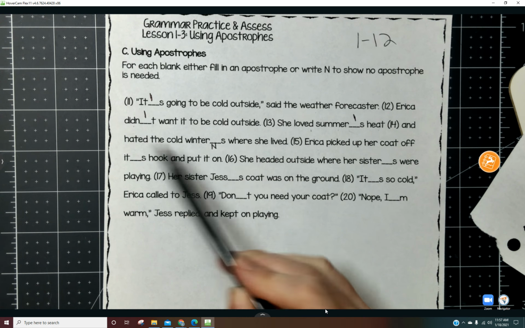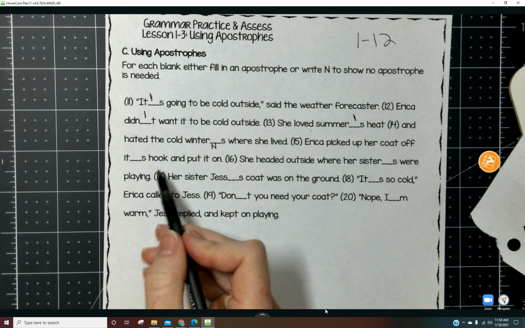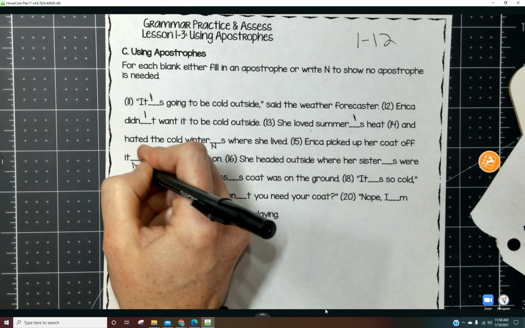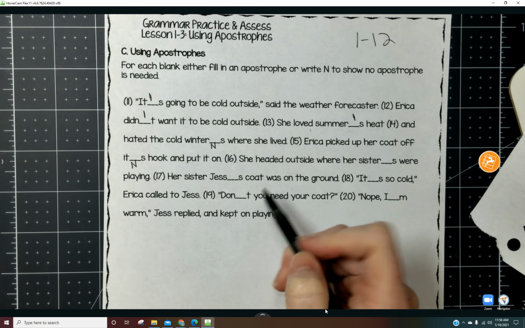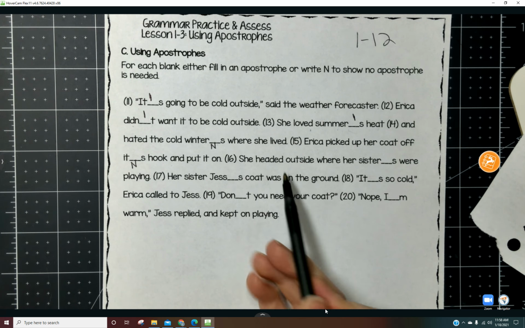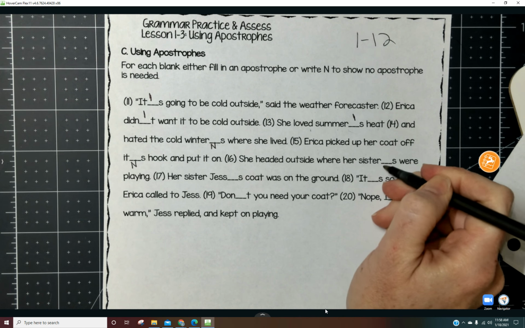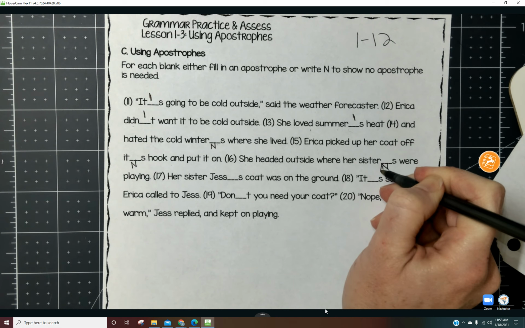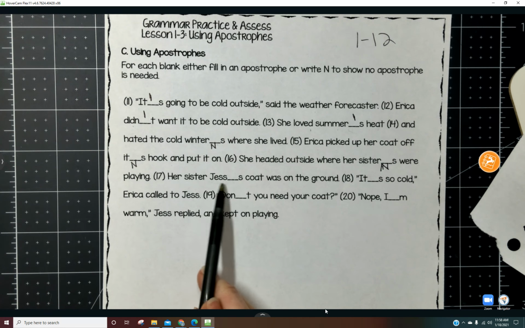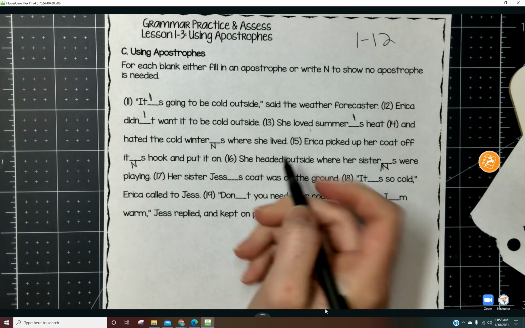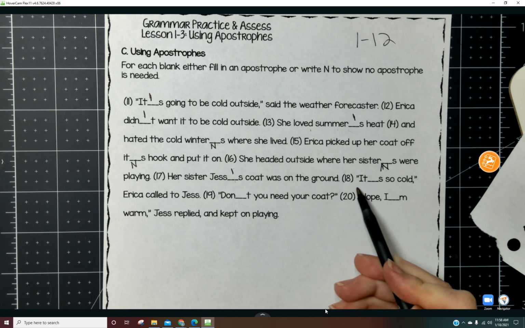Erica picked up her coat off its hook and put it on. Off it is hook, that does not make sense, so we write an N. And I'm putting the N underneath so it doesn't get confusing. She headed outside where her sisters were playing. There's more than one sister. It's not owning anything, so we put an N. Her sister Jess's coat was on the playground. Oh, Jess owns the coat, so I need that apostrophe.